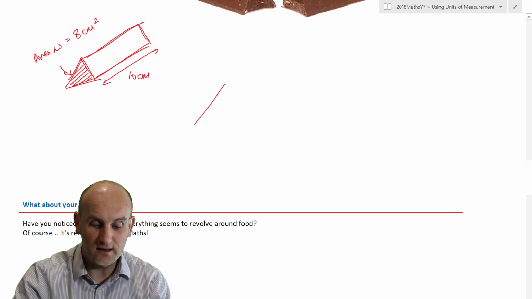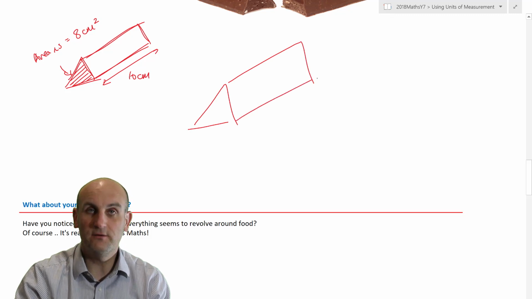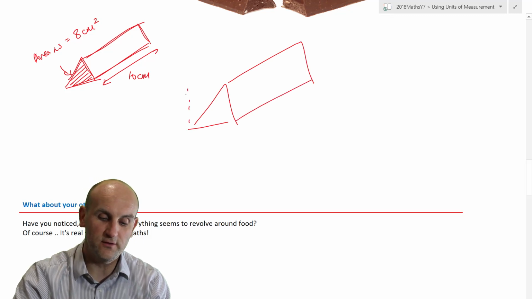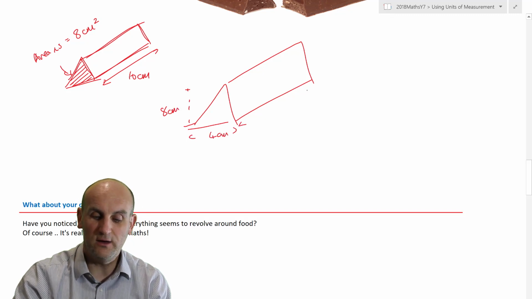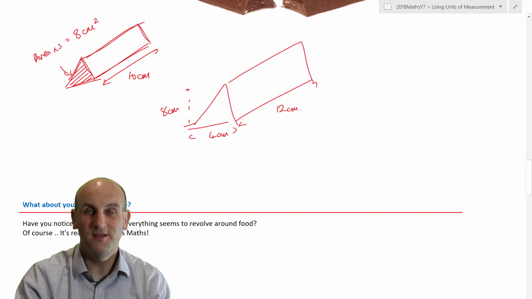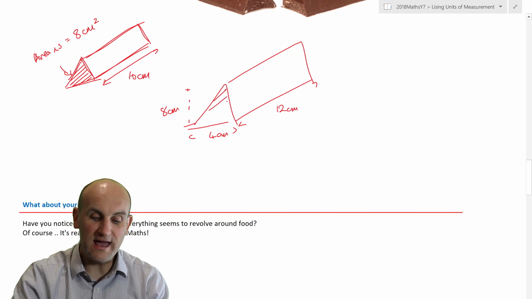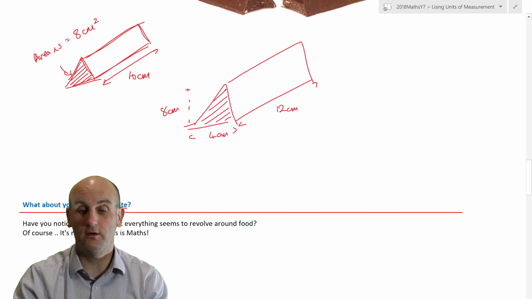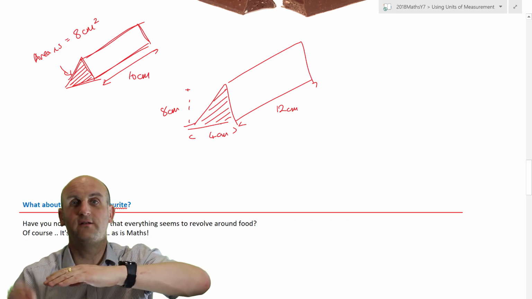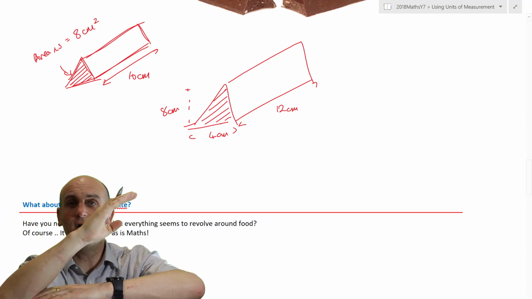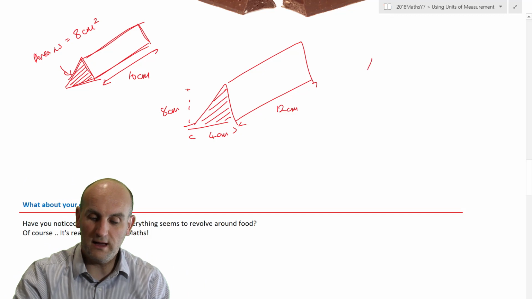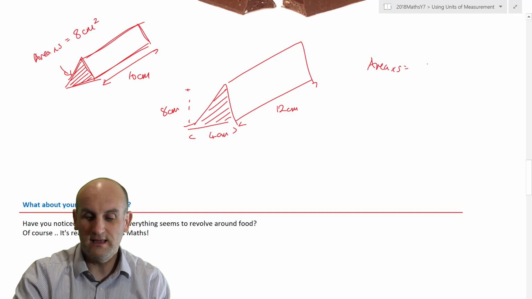But it doesn't matter. What if they didn't give me all of that information, but they told me that, for example, the height of this was 8 centimeters and the width of this was 4 centimeters, and it went back 12 centimeters? Well, again, because my face there is a triangle, we know the area of a triangle is that times that and halve it.